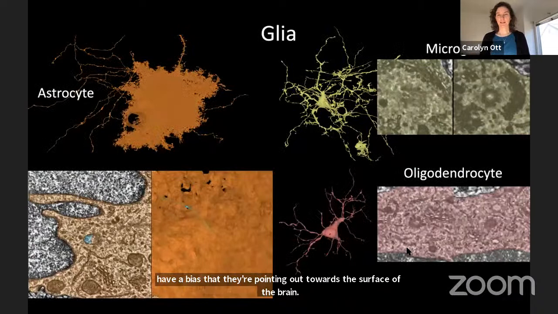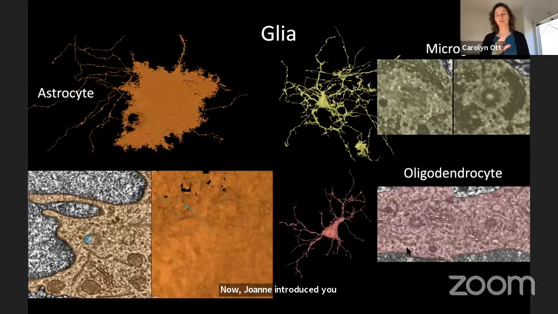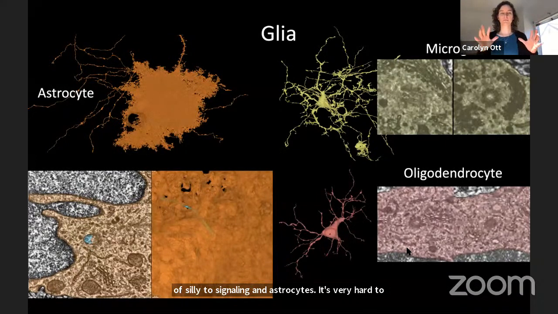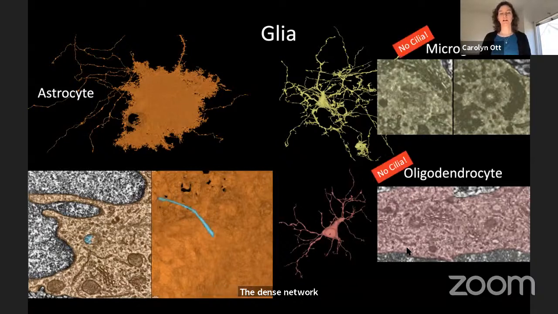Now, JoAnn introduced you to glia in this data set. I'm going to talk about OPC cells in a minute, but I'm going to start with astrocytes, microglia, and oligodendrocytes. Astrocytes have primary cilia. We're just beginning to understand the contributions of cilia to signaling in astrocytes. And it's very hard to see the cilium because of the dense network of the astrocyte. So here I'm overlaying that projection image over the astrocyte so you can see. And as I indicated, there are no cilia on the microglia or the oligodendrocytes.